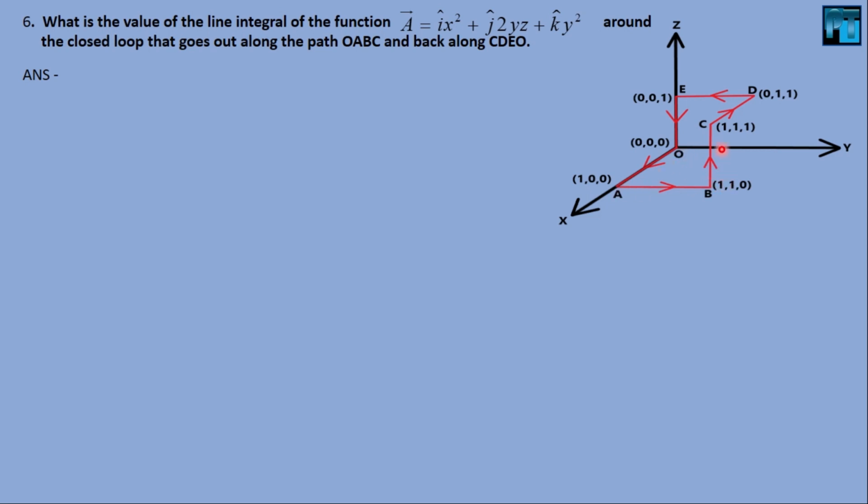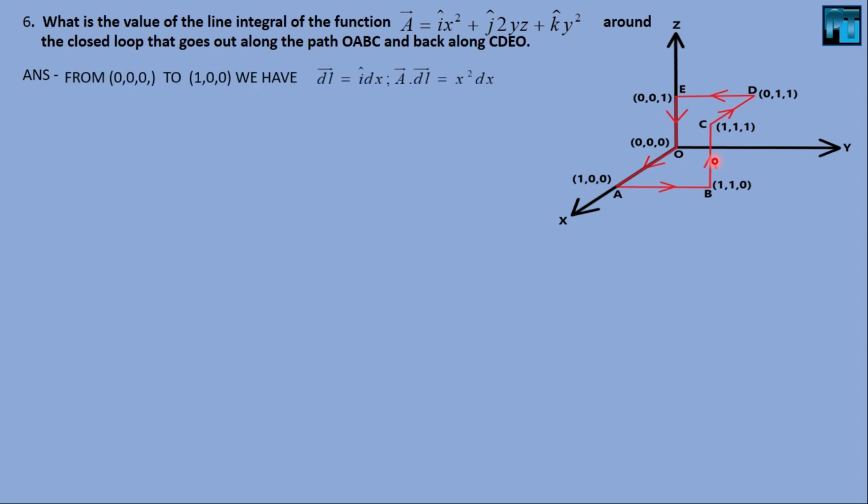OA, AB, BC, CD, DE, EO. So we have 1, 2, 3, 4, 5, 6. We will have to do 6 different line integrals. So it will be lengthy, but concept wise it is a very good question. What is the question? What is the value of the integral of the vector A dot dl around the closed loop?